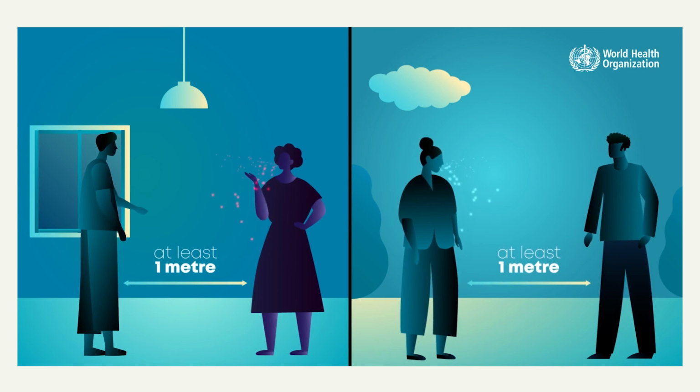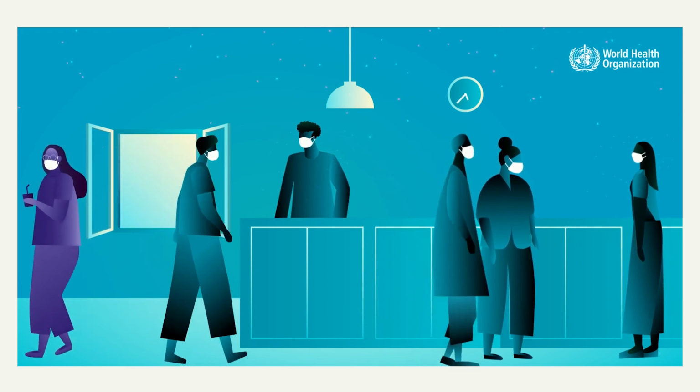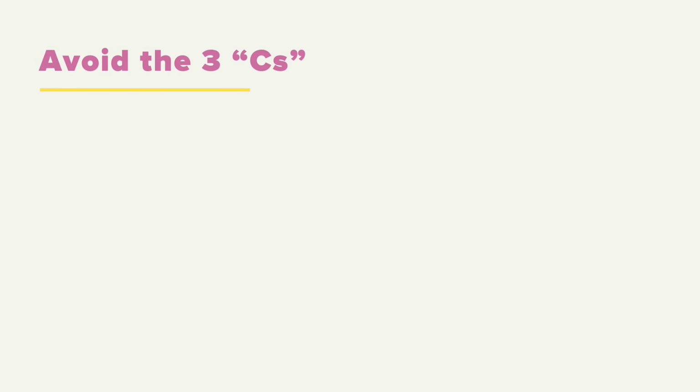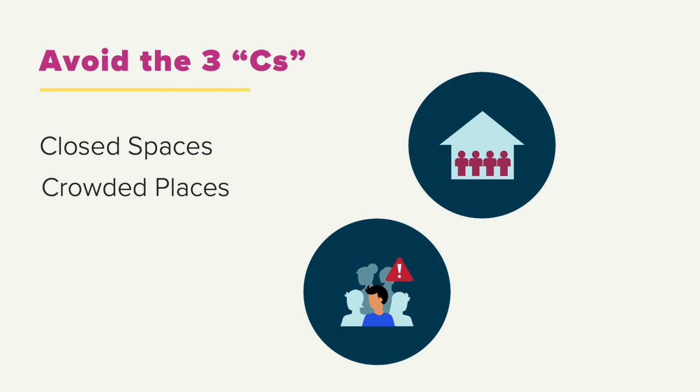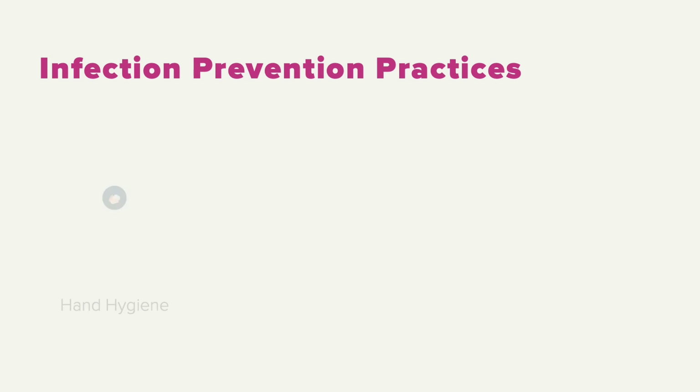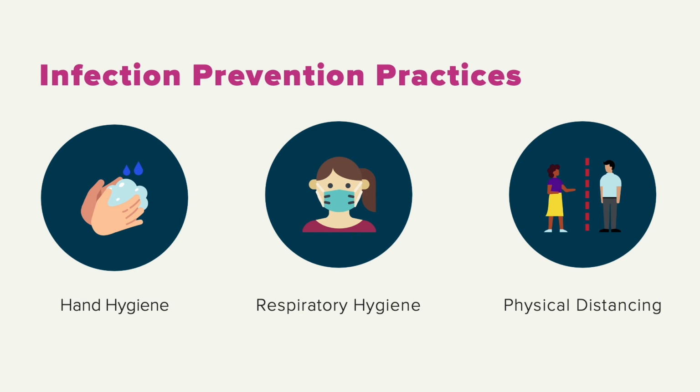By creating a barrier of 6 feet between yourself and others, you can help stop the spread of the virus. Avoid the 3 C's: closed spaces, crowded places, and close contact. When these 3 infection prevention measures are followed, it will help prevent the spread and transmission of viruses like COVID-19.